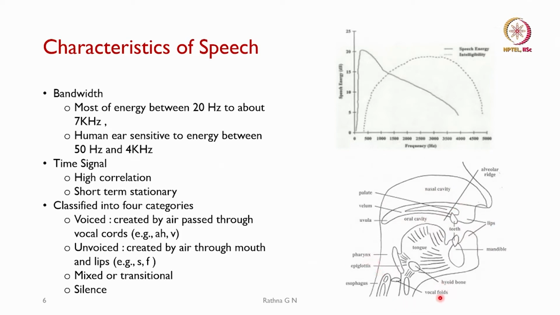This is the vocal folds, which will be vibrating, and the other one we call unvoiced, which is created by air through the mouth and then the lips. For example, S, F. You can feel, when you are pronouncing it, how the air is passing through your mouth as well as through the lips.